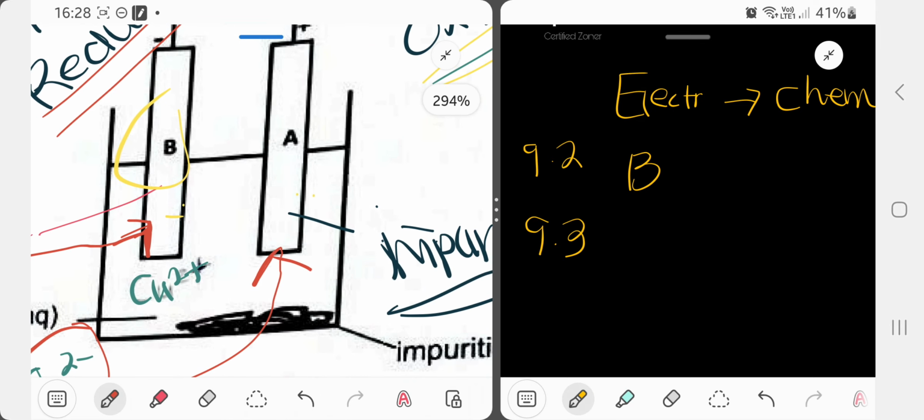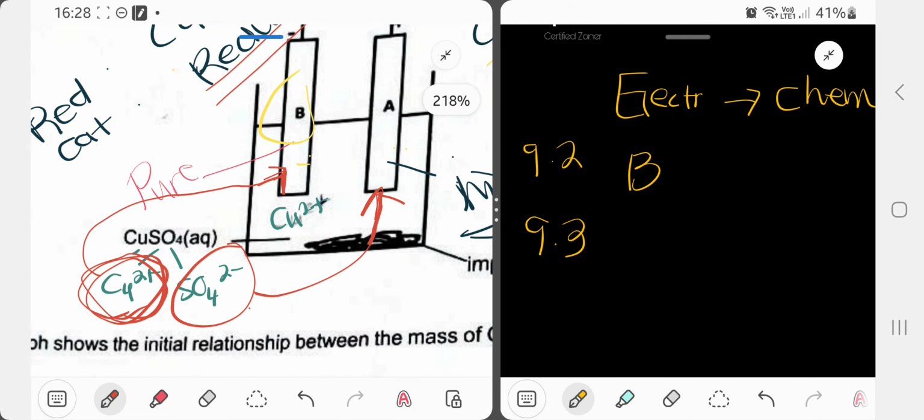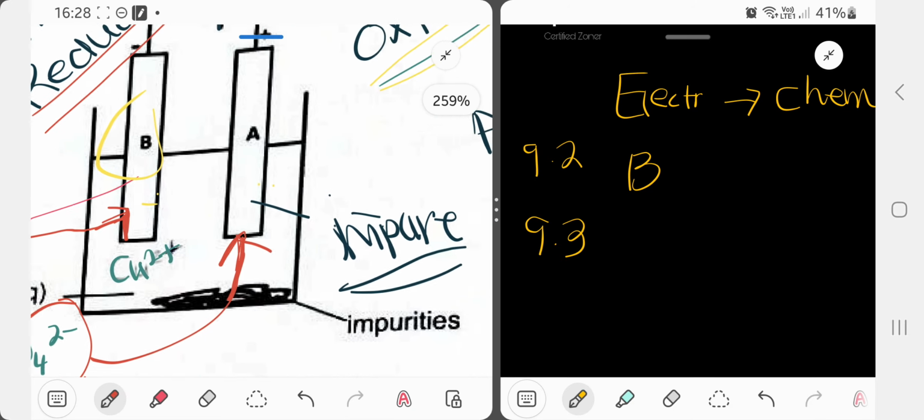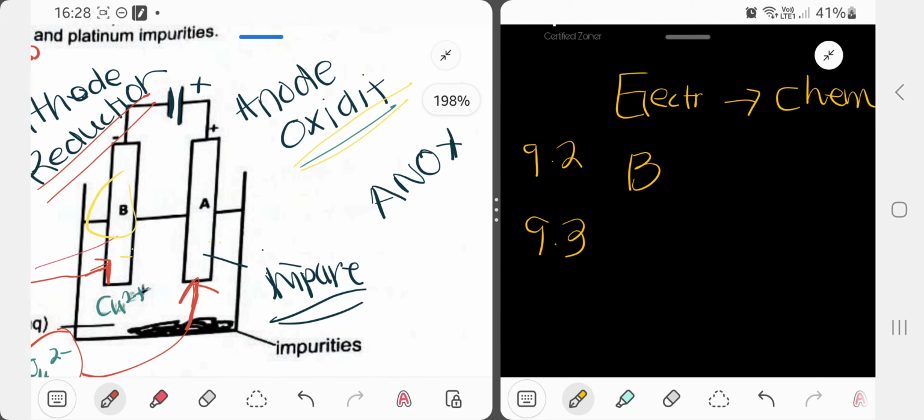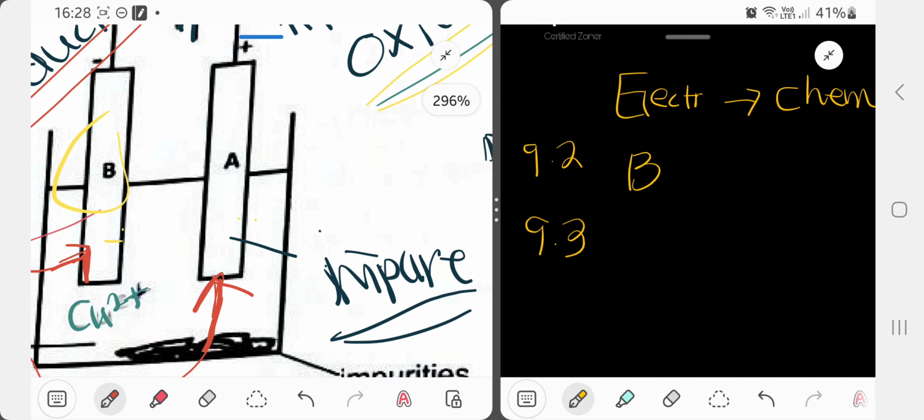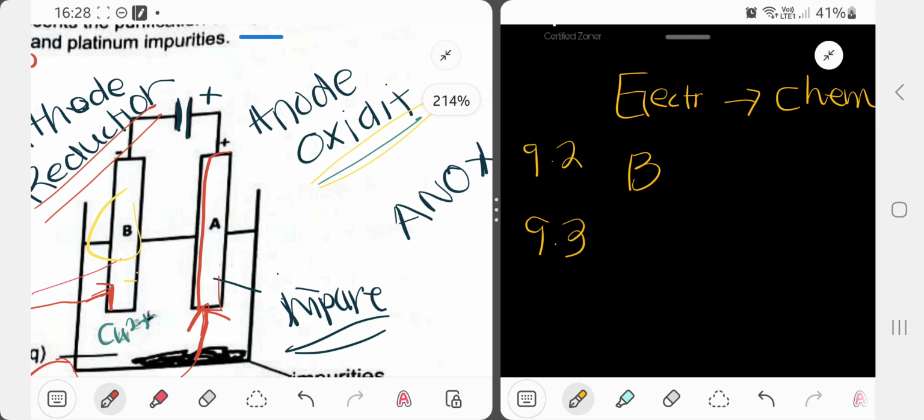And then the sulfate will move here, but this sulfate will not react. It will not react at that cathode, I mean, at the anode. There's a lot of science that goes into it, but what we need to understand in this case is that this is still copper. The only difference is that it's impure.